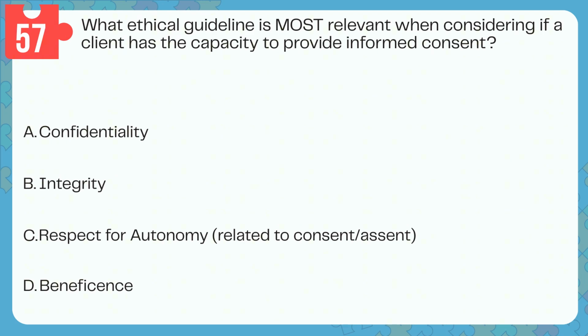Question 57. What ethical guideline is most relevant when considering if a client has the capacity to provide informed consent? A. Confidentiality. B. Integrity. C. Respect for autonomy related to consent/assent. D. Beneficence.